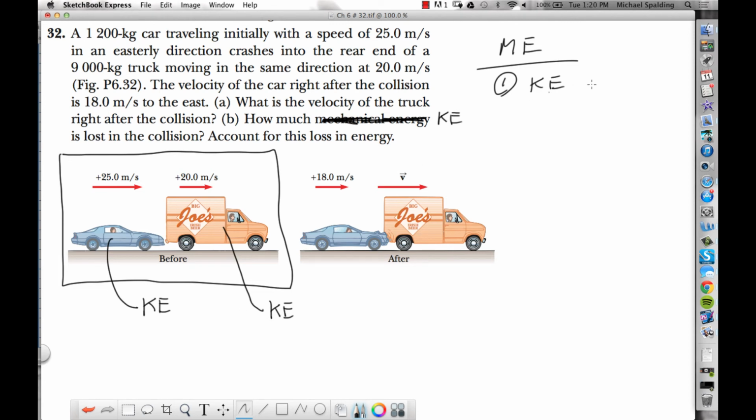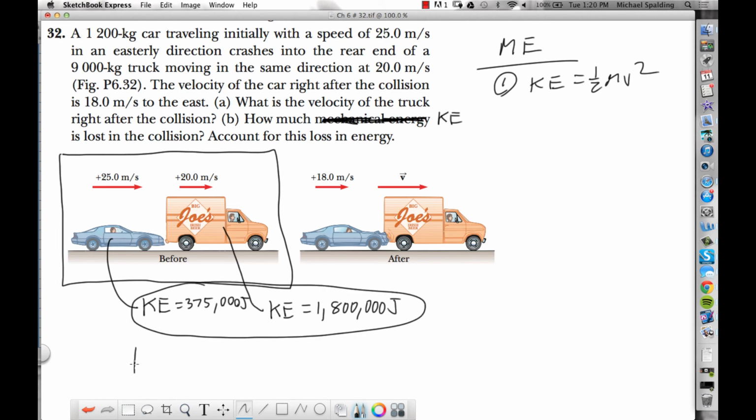What's the equation for kinetic energy? 1/2 mv squared. I'm going to let you plug the numbers in. For the car, you get 375,000 joules. For the truck, you get 1,800,000 joules. So what is the total initial kinetic energy? You add those two together. The total initial is 2,175,000 joules.